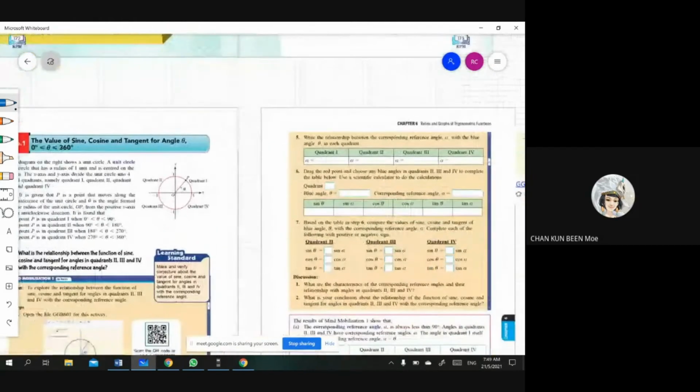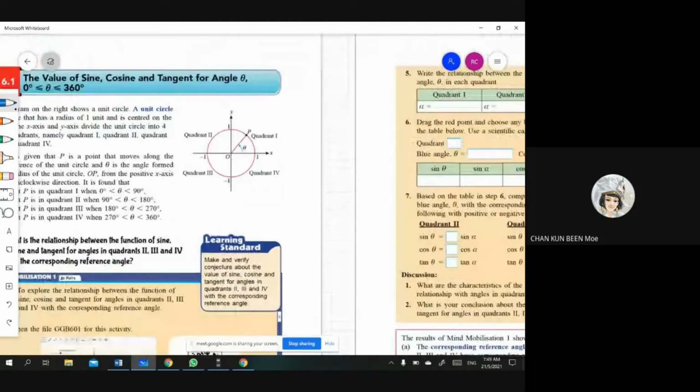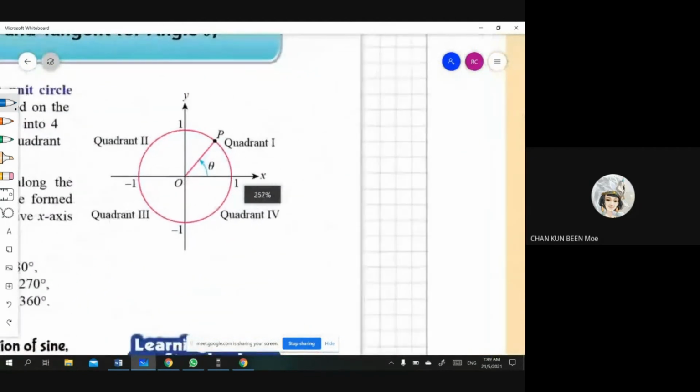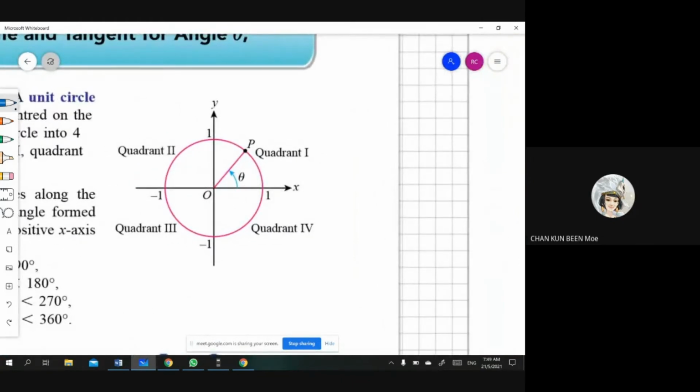Okay, now we look into this. The values of sine, cosine, and tangent for angle theta in between 0 and 360 degrees. Okay, you look at the graph given over here. So we call this a unit circle. You can see on top of this, a unit circle. This diagram here is a circle that has a radius of 1 unit. This is 1 unit here. This is 1 unit here. This is -1, but the length is 1 unit. This is -1, also the length is 1 unit. Okay, and then it's centered at the origin here.